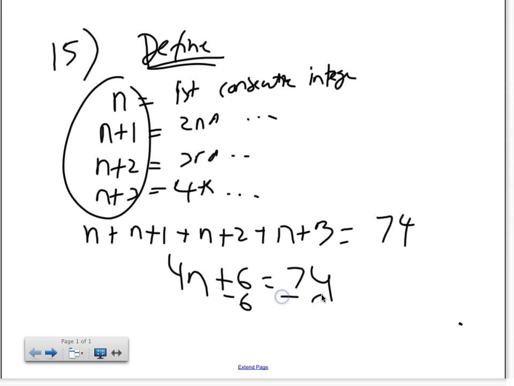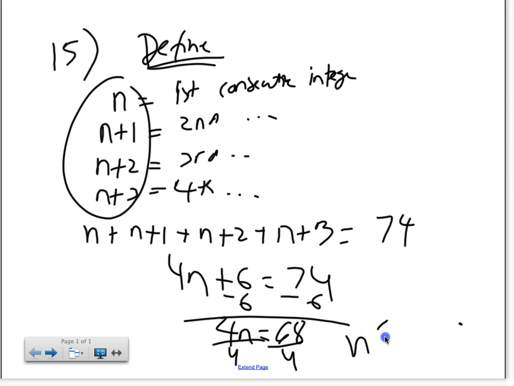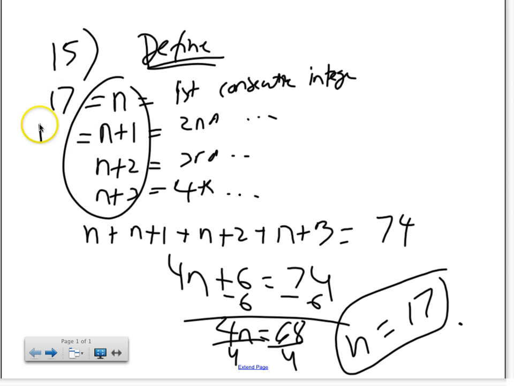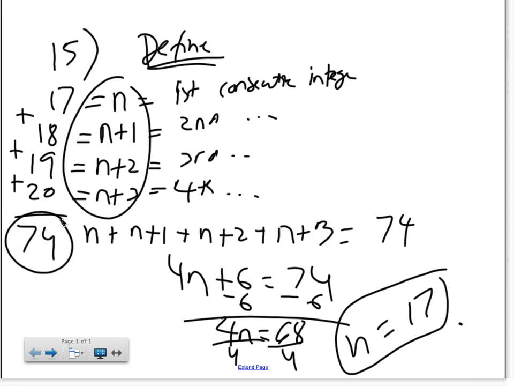Minus the 6 over. I have 4n equals, what is 74 minus 6 here? 68. Divided by 4 on both sides. And now it's going to be 17. So if my first number is 17, my next numbers are 18, 19, and 20. Last step, check your values. I add them all up, and my answer, well, guess what? 74. So I know I got the right answer. I just showed you the 4 steps.